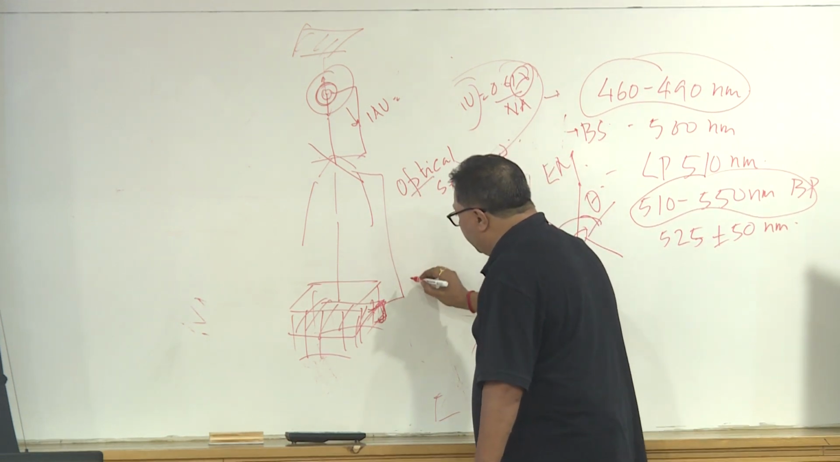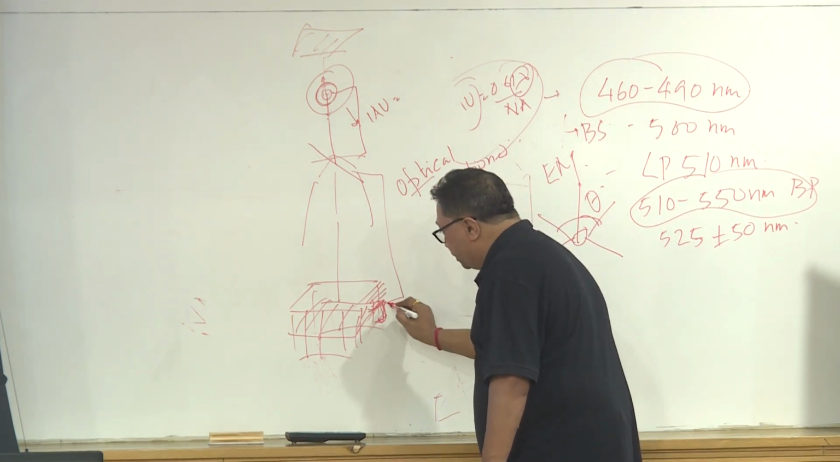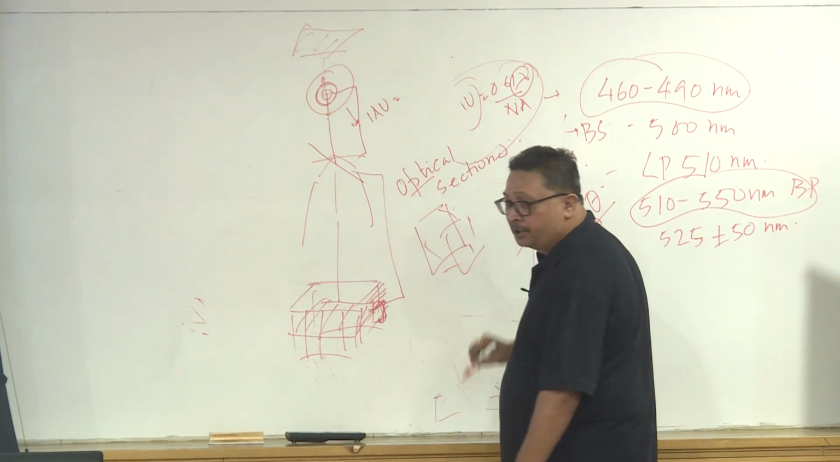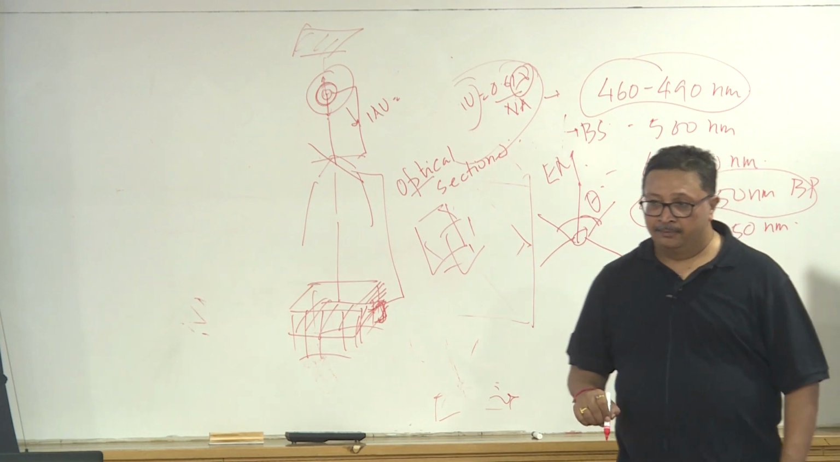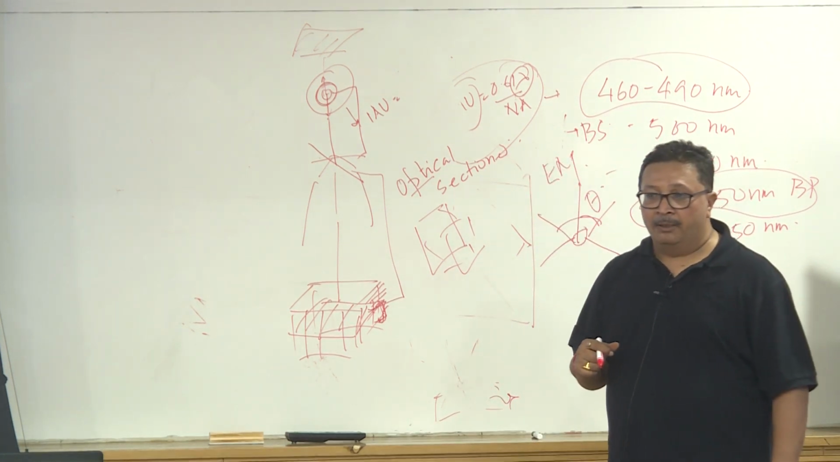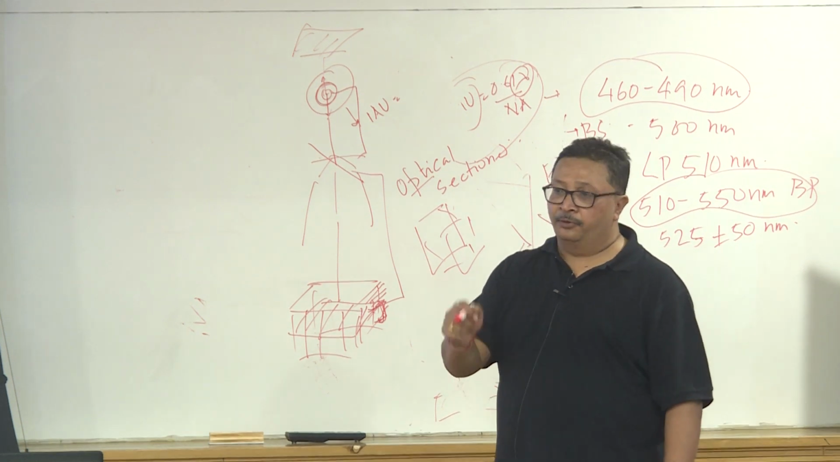Different optical section images at different Z positions give you what you call a volumetric rendered 3D projection data. That is the reason for having a pinhole and the importance of the pinhole in a confocal microscope.